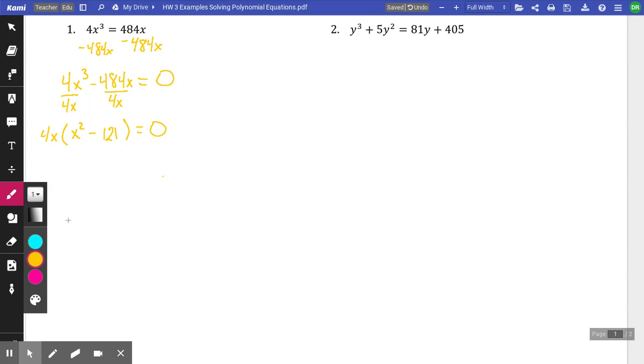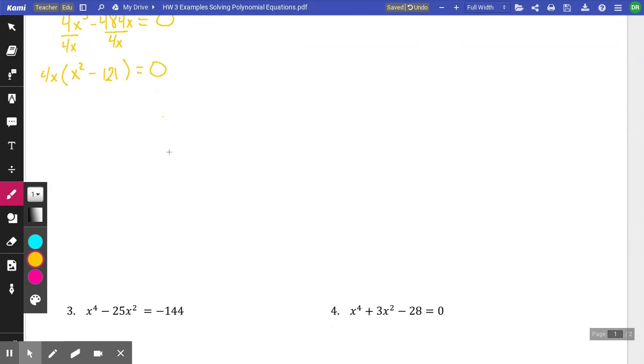All right, so before I go any further, just some thought here. This polynomial equation has a degree of 3 because that's our highest exponent. And because the degree is 3, we need to find 3 solutions. And so now that we've factored, we can think about where these solutions are coming from. One is coming from this 4x, the other is coming from x squared minus 121. Easy way to solve this now.